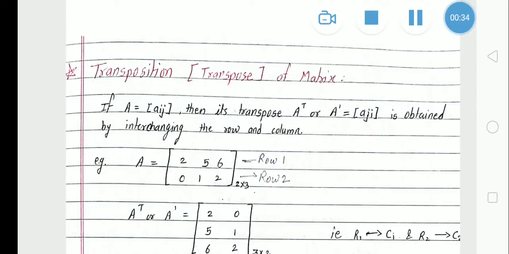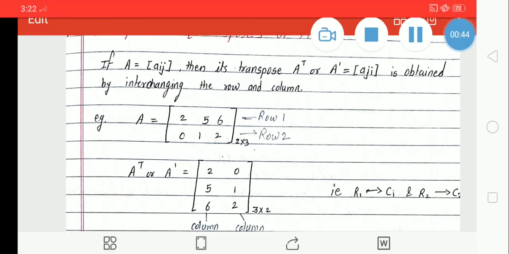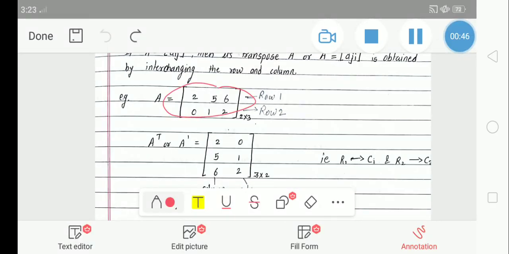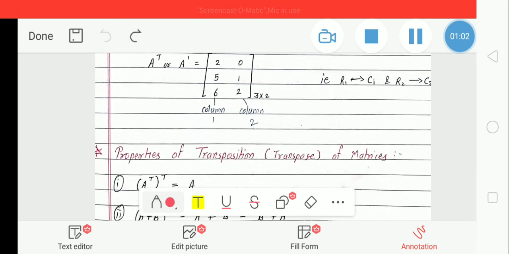How to write the transpose? When the rows and columns of a matrix are interchanged, the new matrix is called the transpose of the matrix. Here this is the matrix and this is the transpose of matrix A. So we are interchanging rows and columns. This row converts into a column and this row converts into a column. So by interchanging rows and columns, we get the transpose of the matrix.